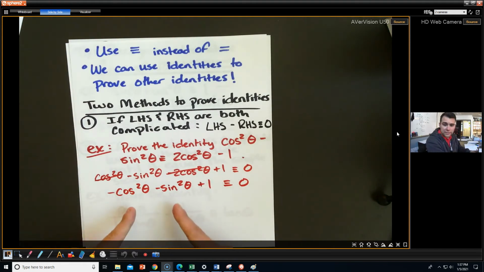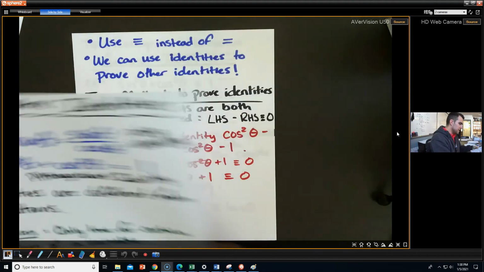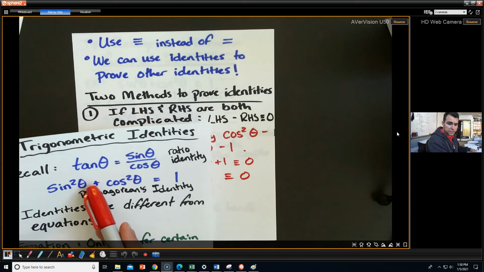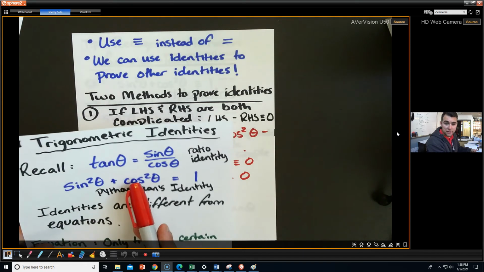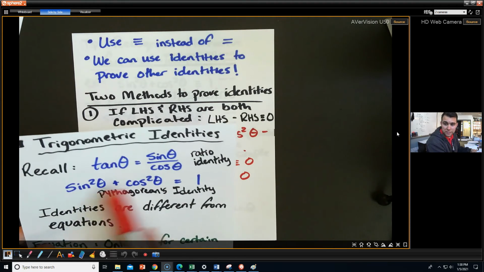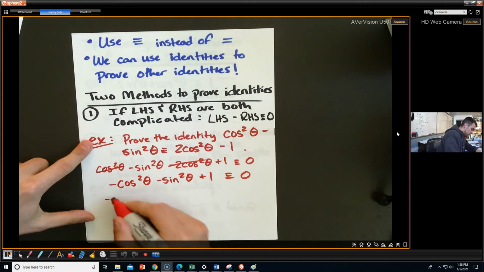Now, looking at this identity, it looks rather close to our Pythagorean identity, right? It looks pretty darn close to this guy. And really, you can switch the cosine and the sine around, right? Addition, it doesn't matter. But we kind of have this negative right here. So what I'm going to do is factor a negative out of my cosine and sine.